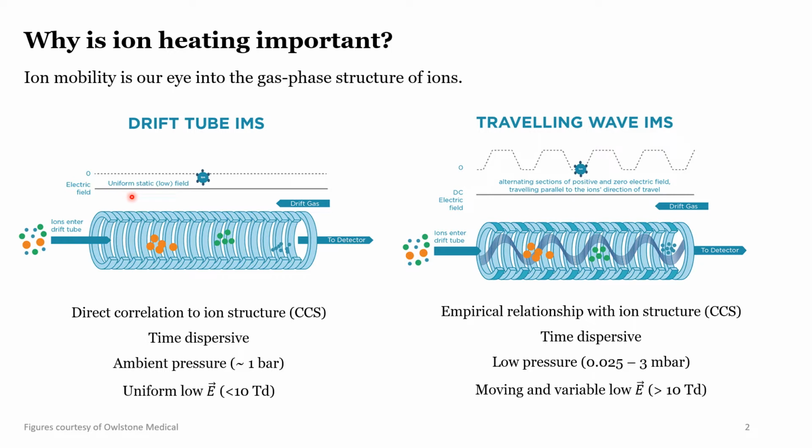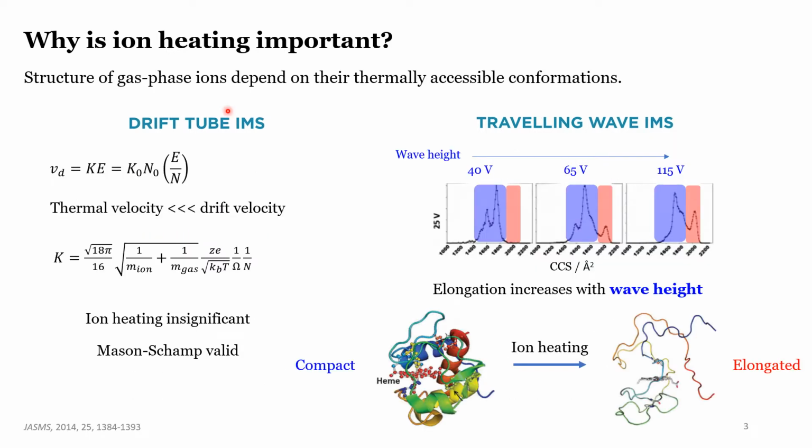The difference between the two systems stems from the operating pressure of the mobility cell and the nature of the electric field used, both of which can have a severe impact on experimental outcomes due to the possibility of ion activation and elongation. In drift tube IMS, ambient pressure conditions in a low electric field has little influence on ion structure. Drift tube IMS operates under the so-called low field limit, which effectively means that ion heating induced by the electric field, or thermal heating, is significantly less than the temperature associated with the ion's drift velocity.